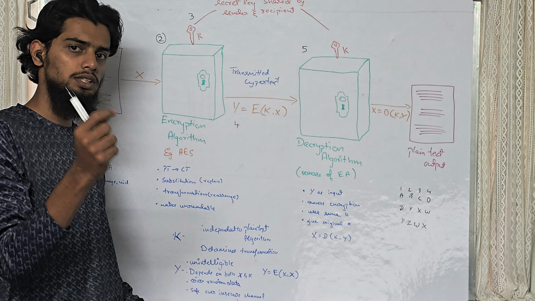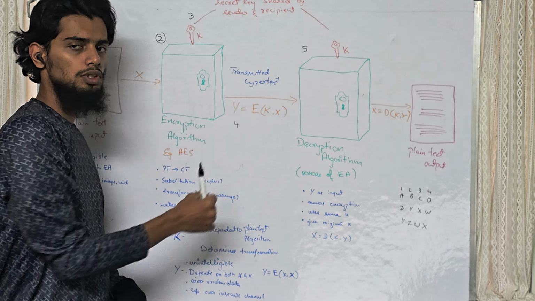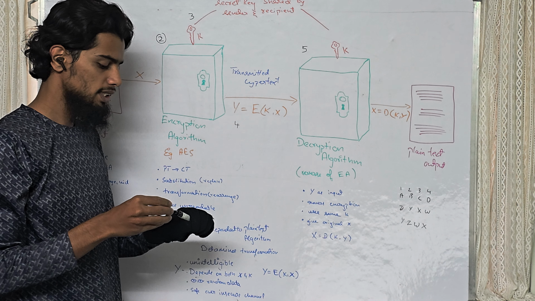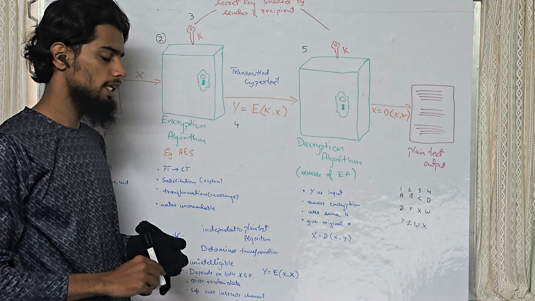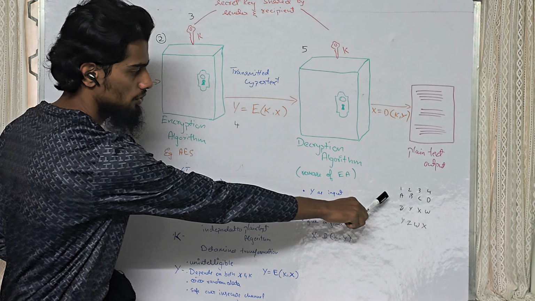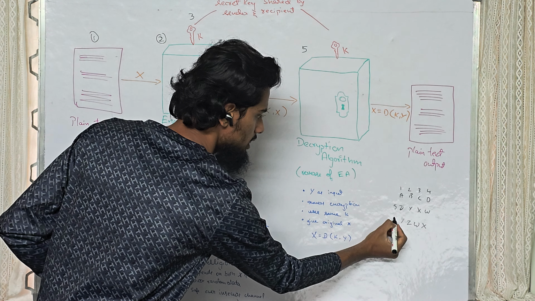How is it done? It is done using a secret key. Without this key, this substitution won't be happening. One more thing over here, we will talk about that in the secret key part. We understood, right? This is the substitution part which I have written here, and this is the transformation part.